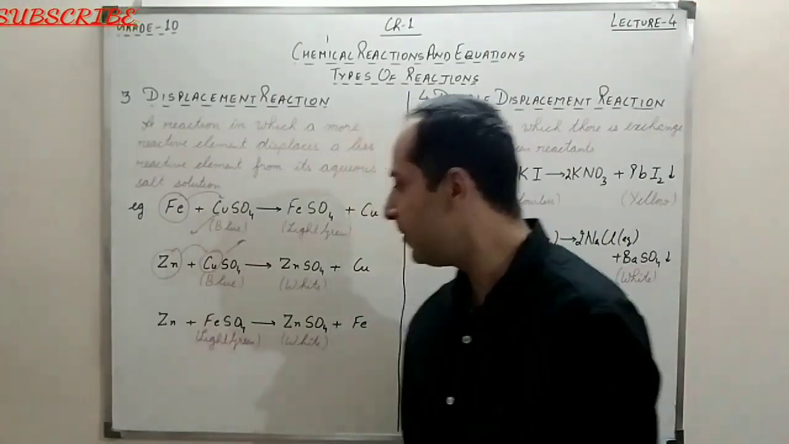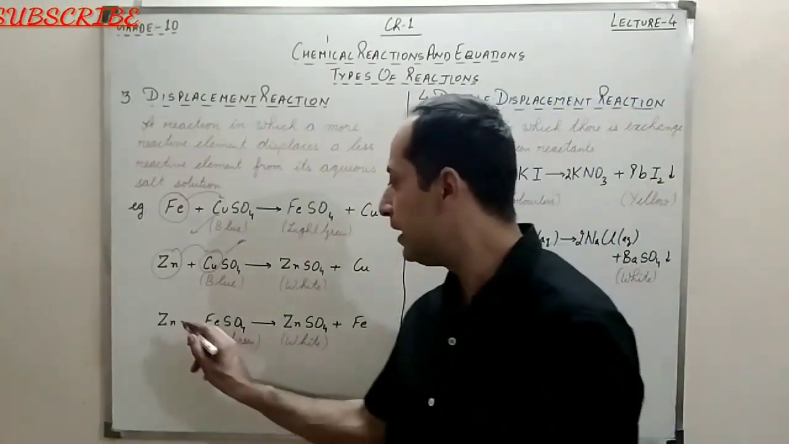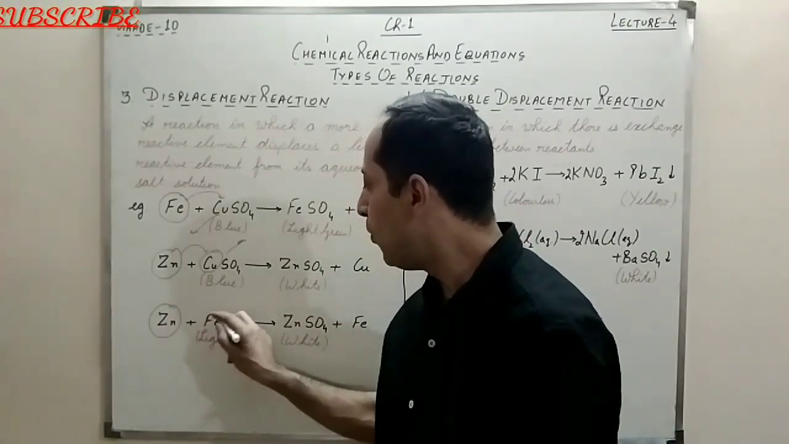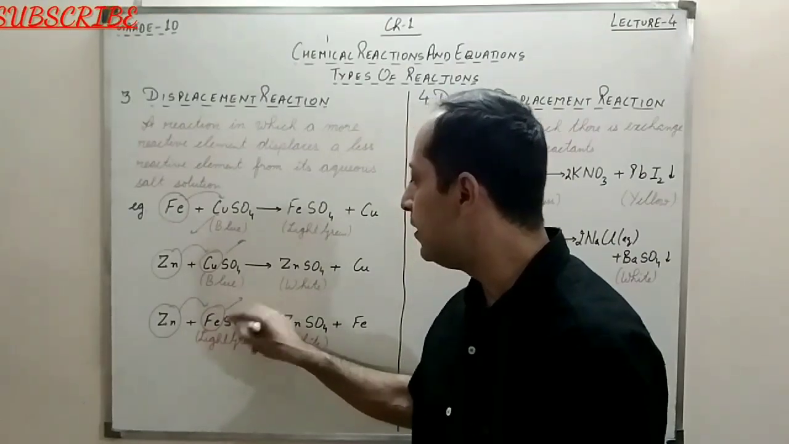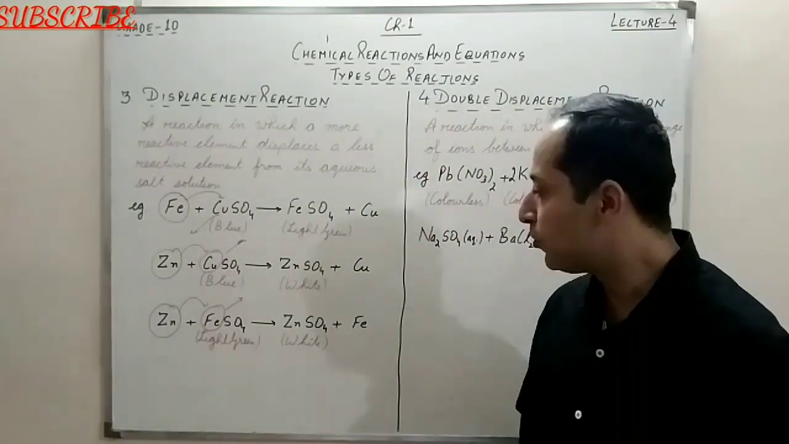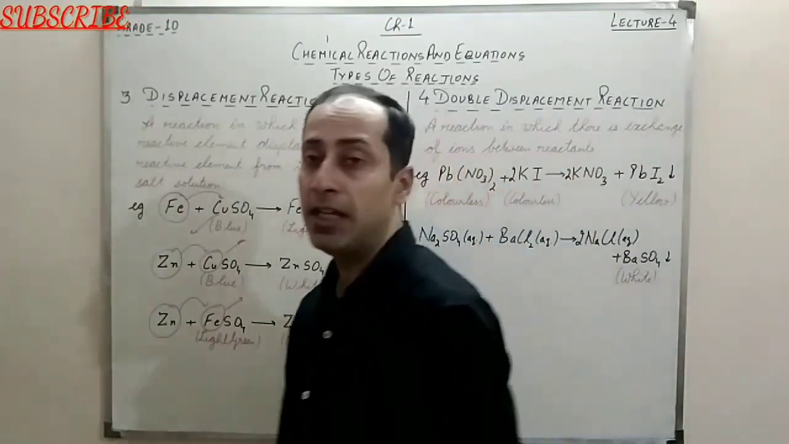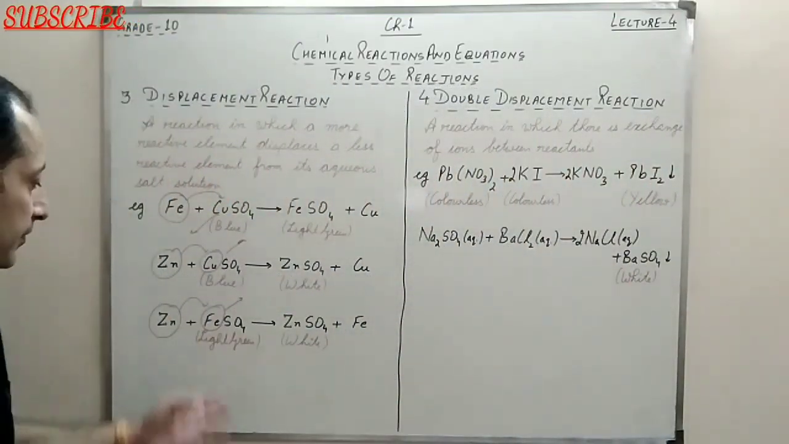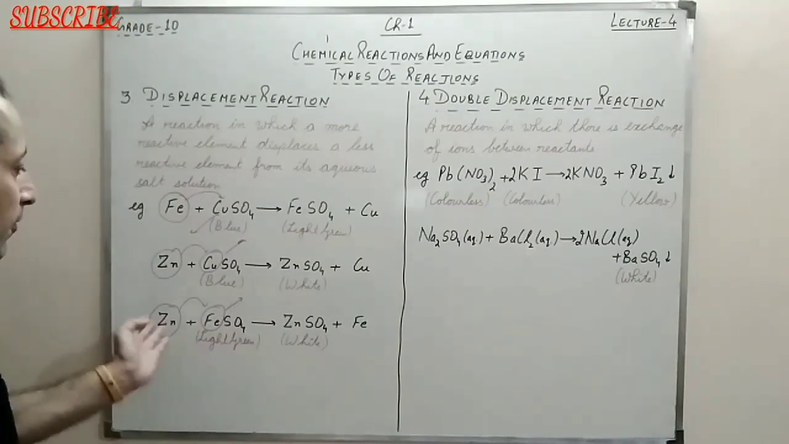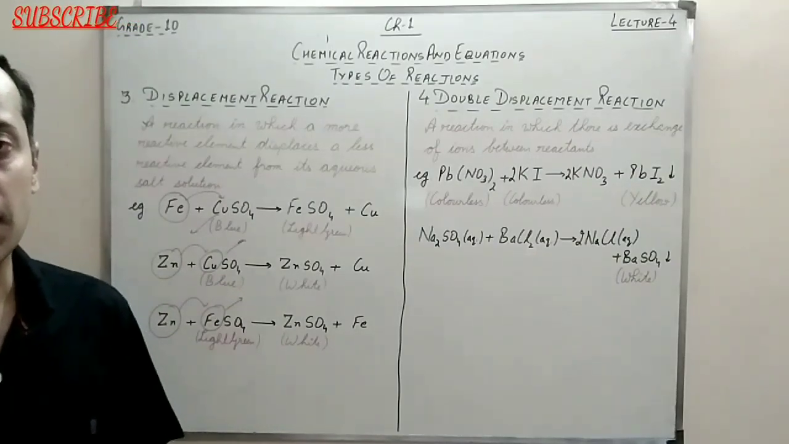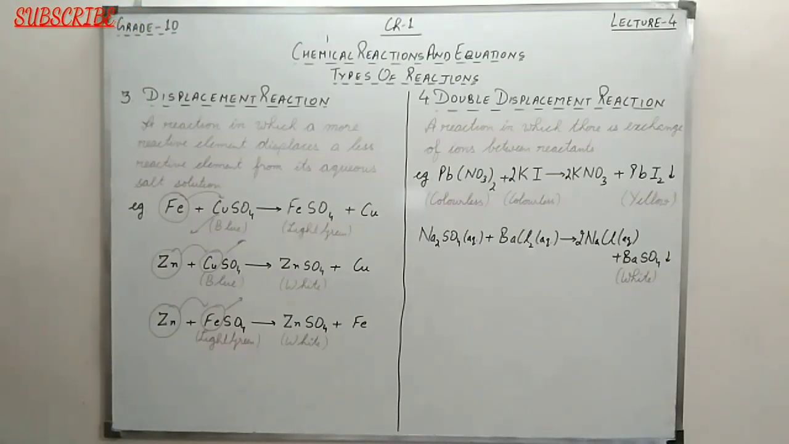And let's take one more example. Similarly, if we drop zinc in ferrous sulfate solution, again zinc is more reactive than iron. So it comes here and iron is removed from here. So we have zinc sulfate plus iron. Initially the color of the solution is light green due to the ferrous sulfate, but later on when zinc sulfate is formed, the color changes to white, or we say colorless.